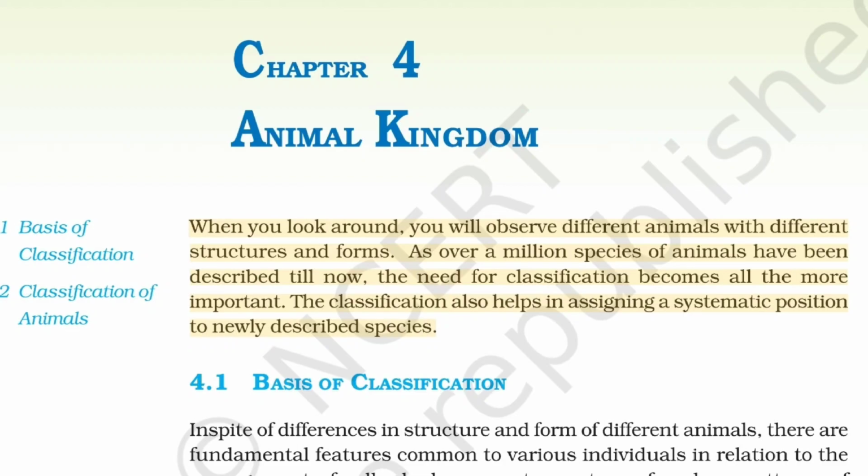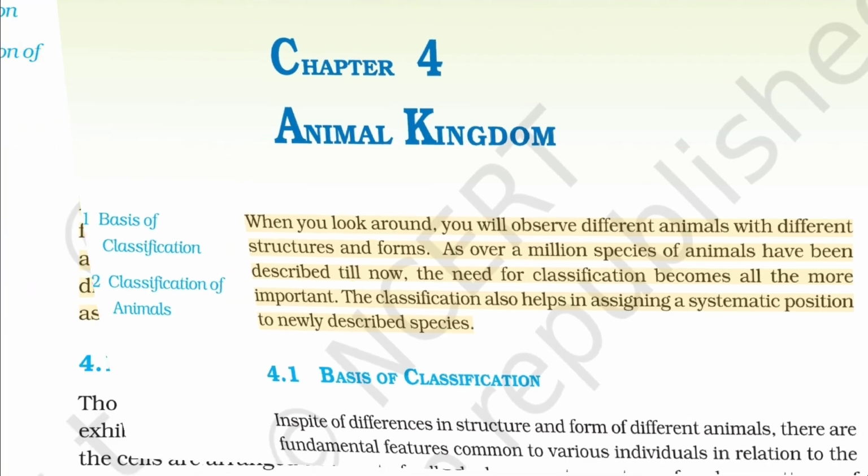Chapter 4. Animal Kingdom. When you look around, you will observe different animals with different structures and forms. As over 1,000,000 species of animals have been described till now, the need for classification becomes all the more important. The classification also helps in assigning a systematic position to newly described species.